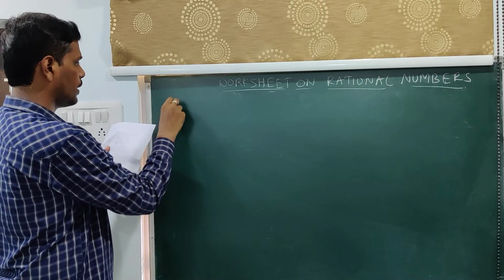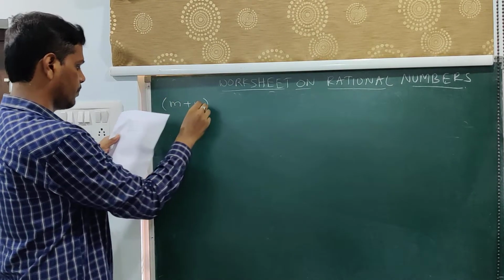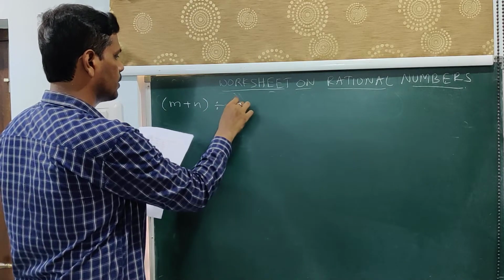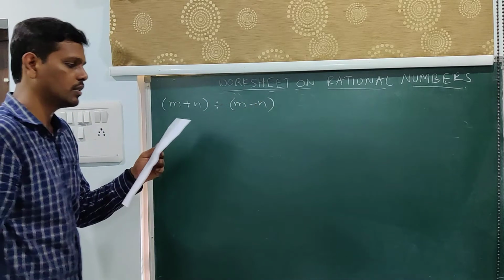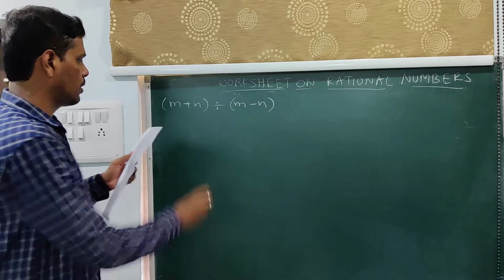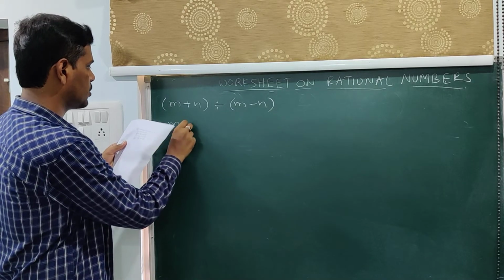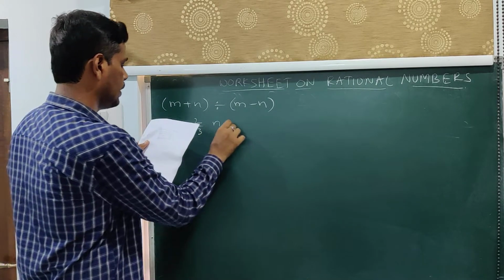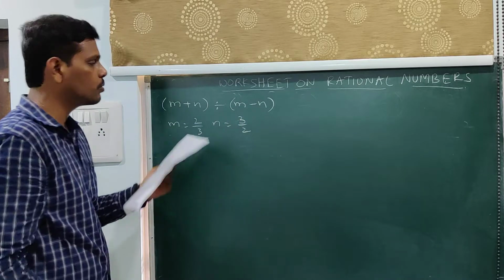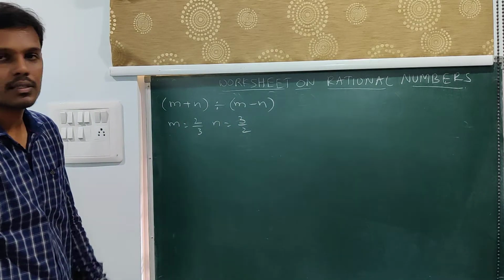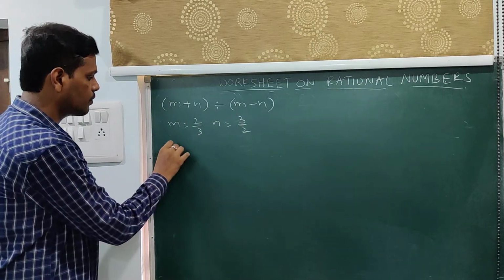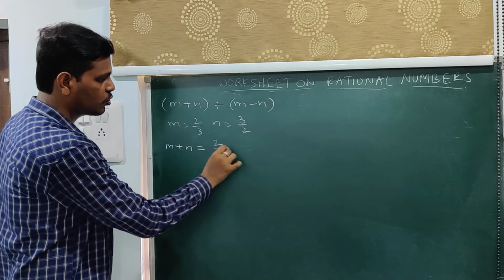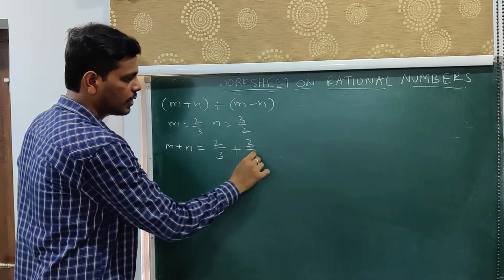So we are supposed to find out m plus n divided by m minus n. Now m is given as 2 by 3, n is given as 3 by 2. Now what you do is you find out m plus n, m minus n, then divide both of them. First we will find out m plus n. m plus n is 2 by 3 plus 3 by 2.